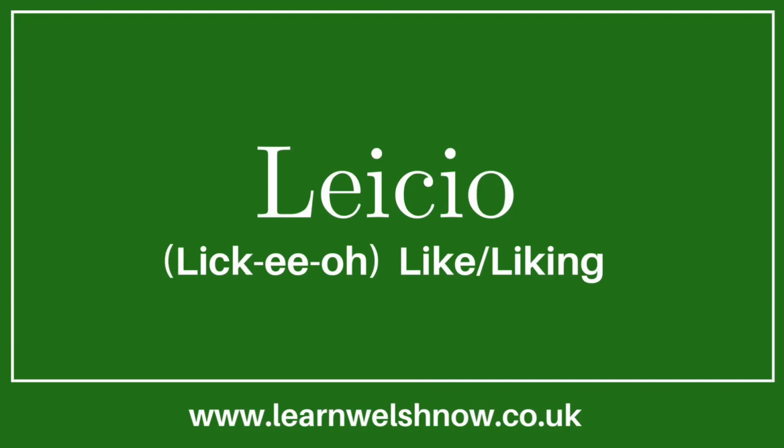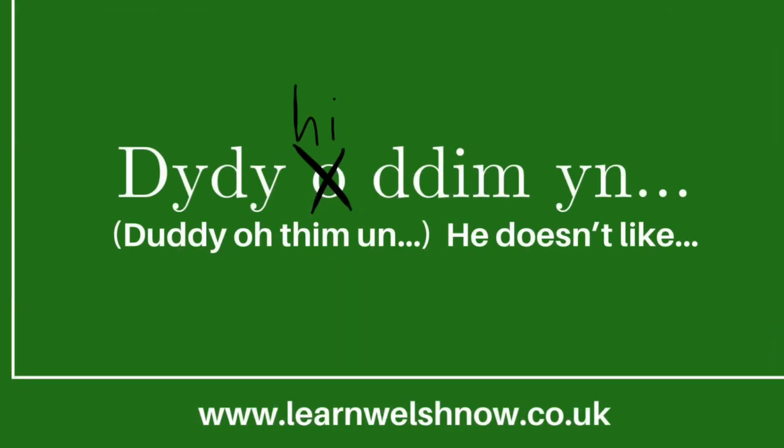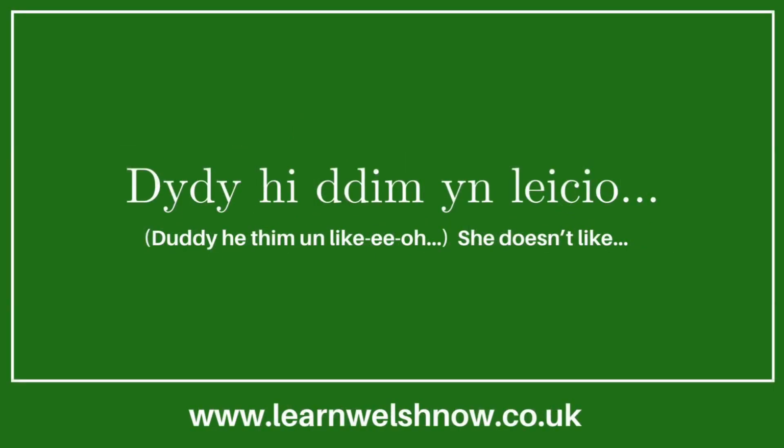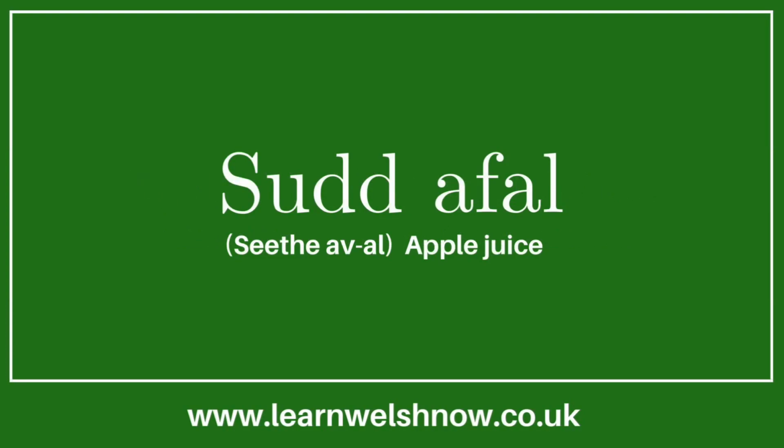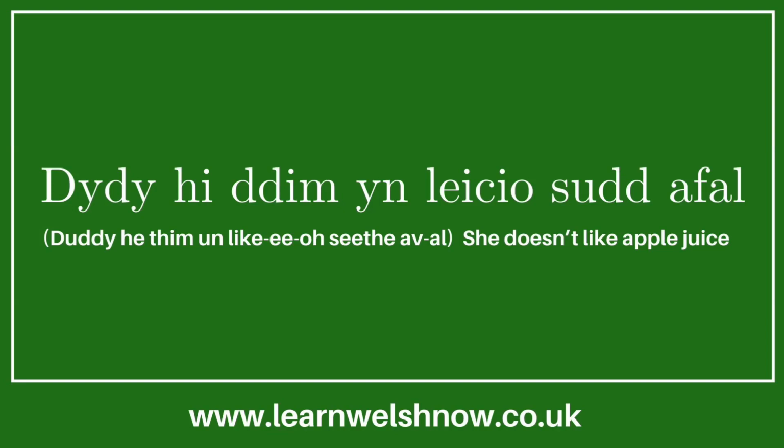So let's make a she doesn't like sentence. It's the same as he doesn't like, but we take out o and put in hi. Dydy hi ddim yn licio. She doesn't like. Dydy hi ddim yn licio. And we'll follow it with one of the beverages. For example, sudd afal. Apple juice. So let's make the full sentence. Dydy hi ddim yn licio sudd afal. She doesn't like apple juice.